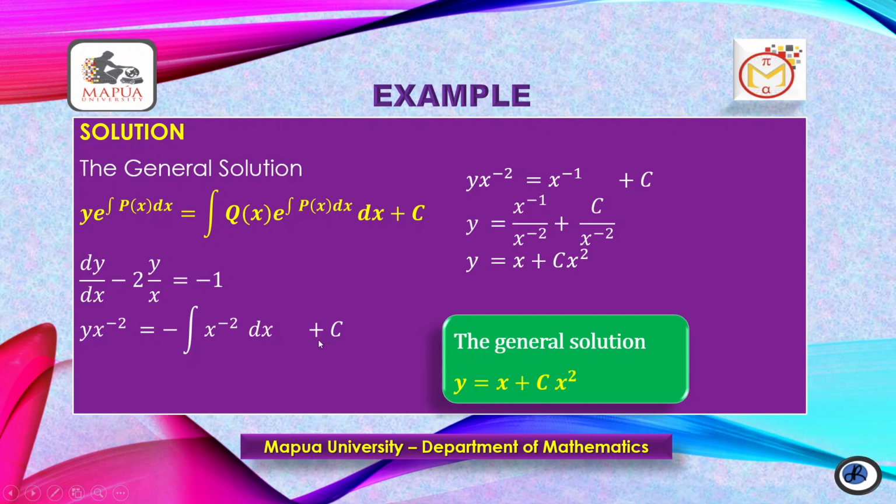And then upon integration plus c, so we have here y x raised to negative 2, and then this is by means of power, negative 1 over negative 1, so we can have x raised to negative 1 here, and then upon integration plus c. So simplifying, solving for the y, divide by x raised to negative 2. Therefore, we have y equal to x plus cx squared. And that will be our general solution for that example.